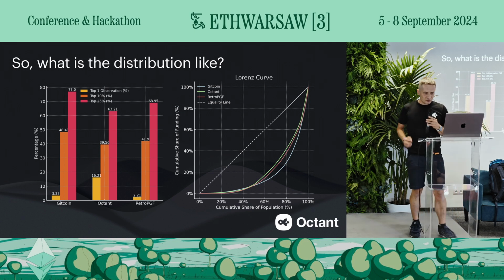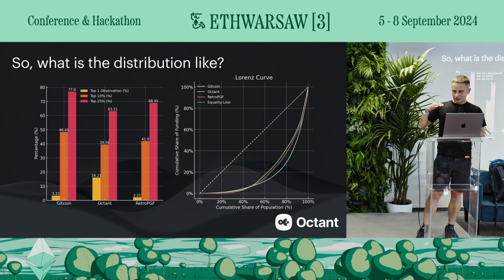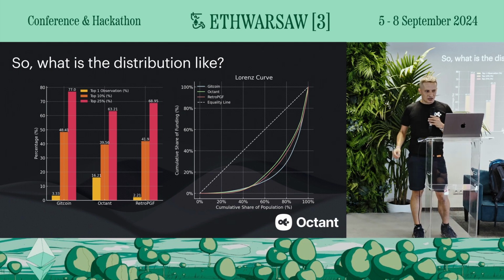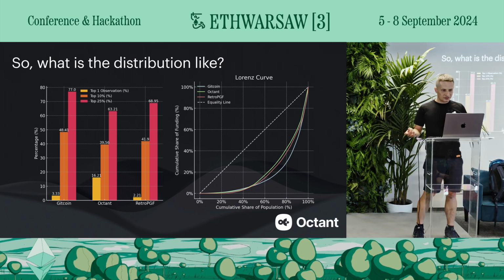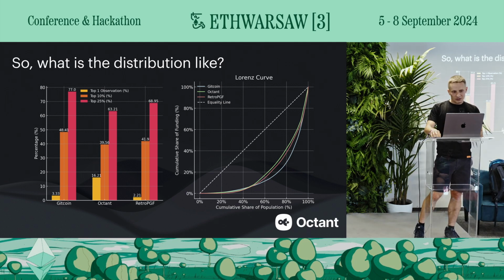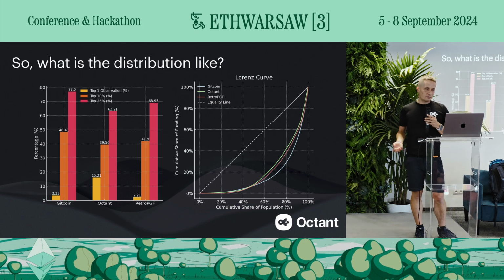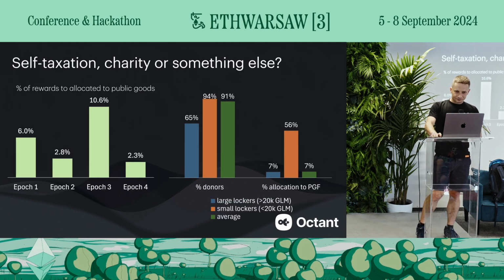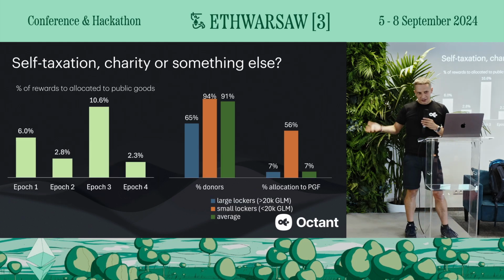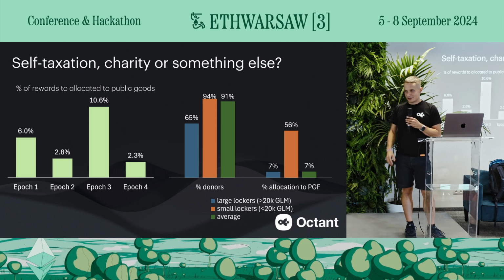Octant is a bit special because our funding cap is very high. So the most successful project in the recent Octant epoch was able to claim about 16% of the matching funding, which couldn't have happened, let's say, in Gitcoin.